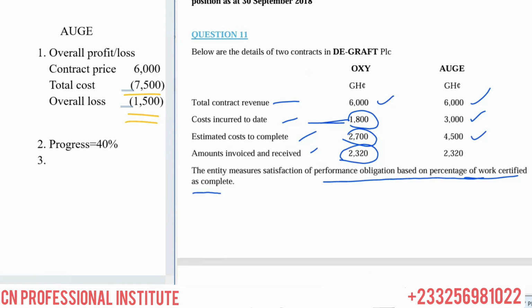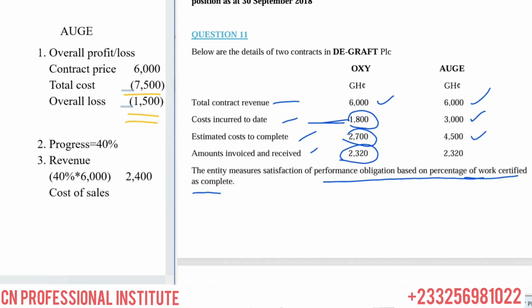Then step 3 is our profit or loss account, right? Let's go to our P&L account. Revenue. How much revenue do you record? We said the revenue to be recognized is equal to your progress rate, that's the 40%, by your total contract price, 6,000, right? So 40% of 6,000 gives us 2,400. Then our cost of sales, and we said the cost of sales is the same as the cost to date.